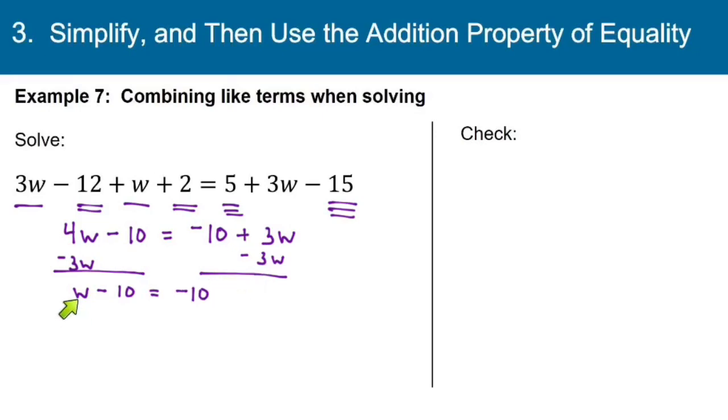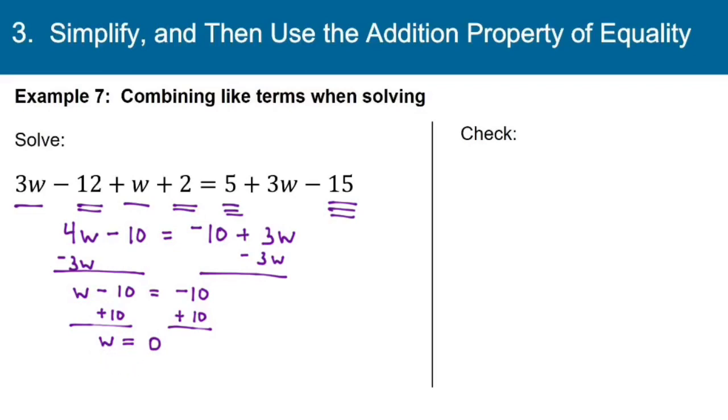Okay, now we need to continue trying to isolate the variable. So we will add 10 to both sides. Let's add 10 here, and then we will have on the left side just w, and on the right side negative 10 plus 10 adds up to 0. So the solution here is 0, and we could verify that.